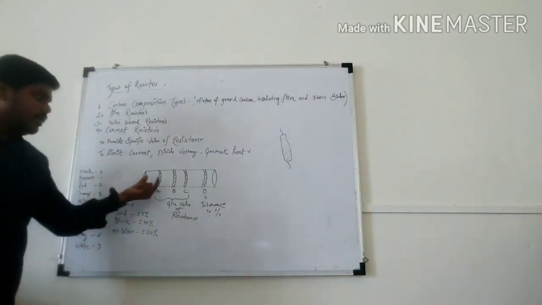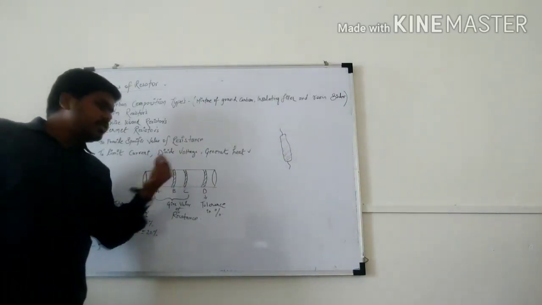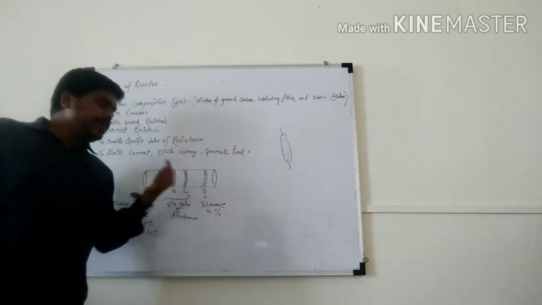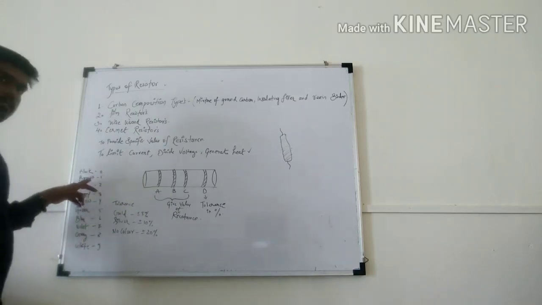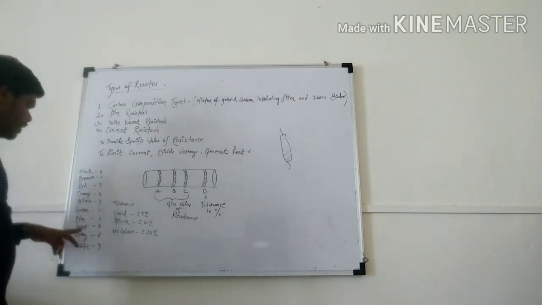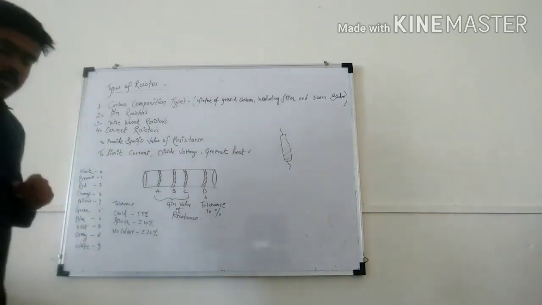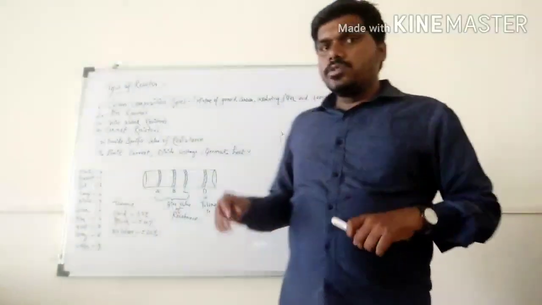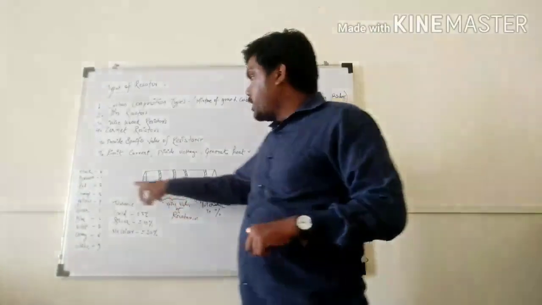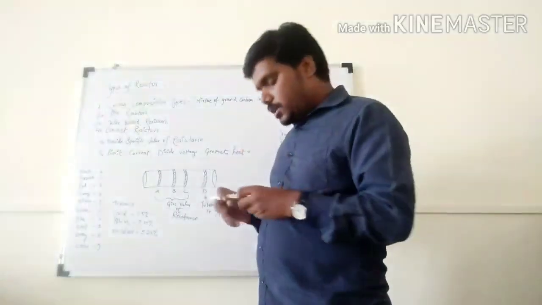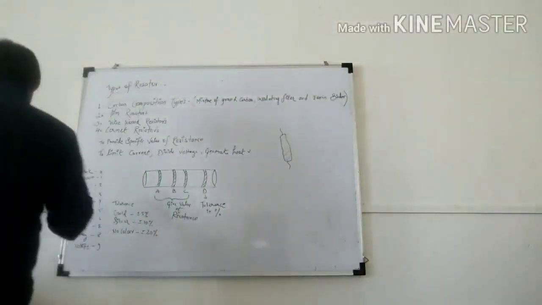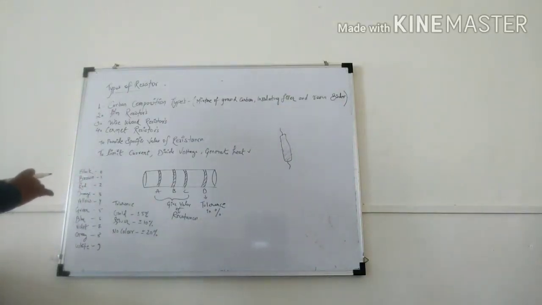Let's suppose there are these colored strips. Let's suppose this is my A, B, C, and D. It can be of any color: black, brown, red, orange, yellow, green, blue, violet, grey, and white. These are the various colors used on the resistors.